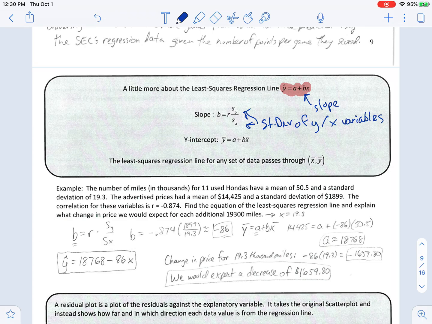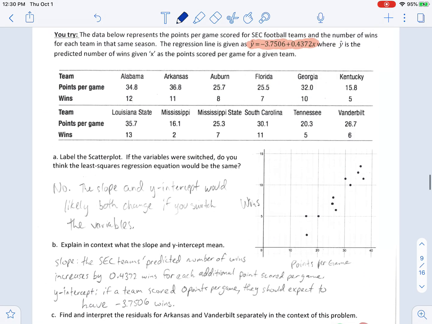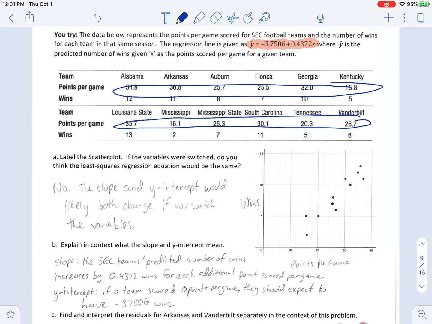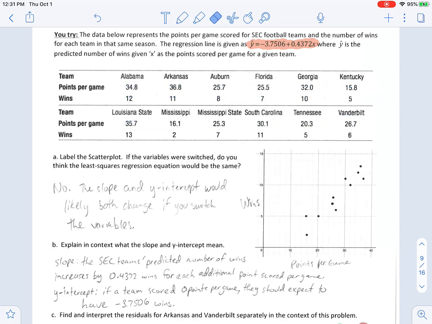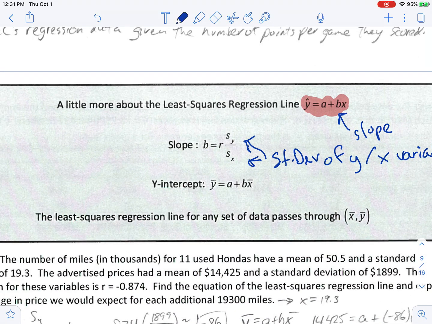So in previous units, we have taken a single set of data and found the mean and standard deviation. If I looked up here at the points per game, the X values, I could put just that data in a list and get the standard deviation of those points. I could do the same thing for the wins. And if I did that, I would take the standard deviation of the Y values divided by the standard deviation of the X values, and multiply by r, and that would give me the slope. It's just an equation that works.